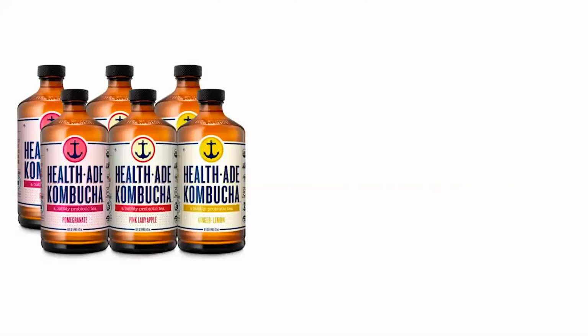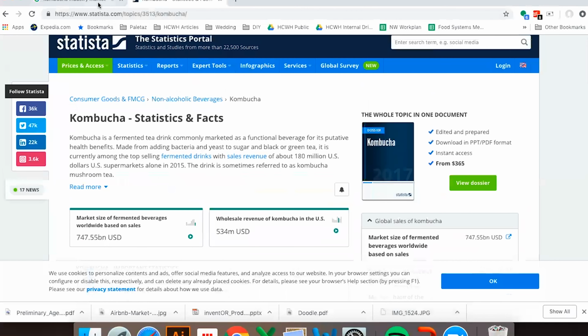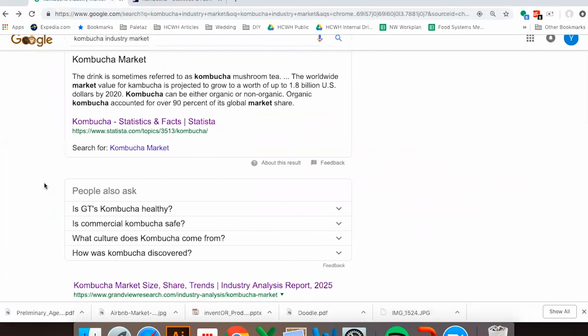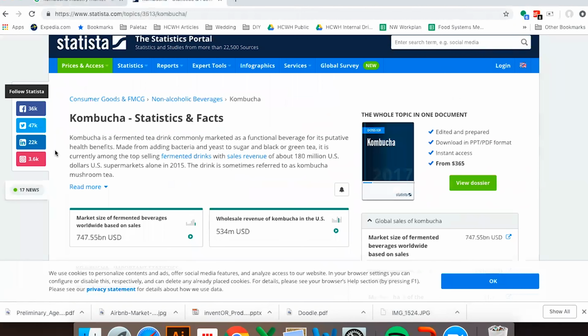So kombucha. Let's say that I found industry research that told me that the TAM, the total addressable market for kombucha, was $543,000. The way that I would generally go about trying to find this number is that I would go into my general Google search, type in kombucha industry, kombucha market, kombucha sales, kombucha market size, and then here I find a bunch of information from local databases. Usually I can only get big numbers about the market. I'm not going to get a lot of details because these reports can be very expensive, but all I want are general numbers.